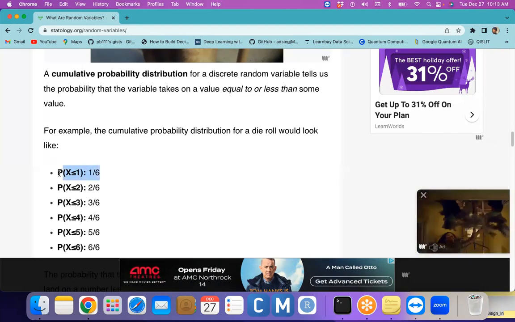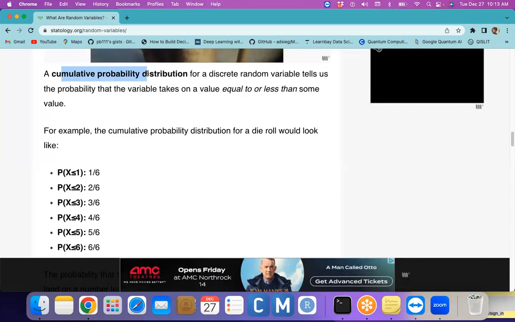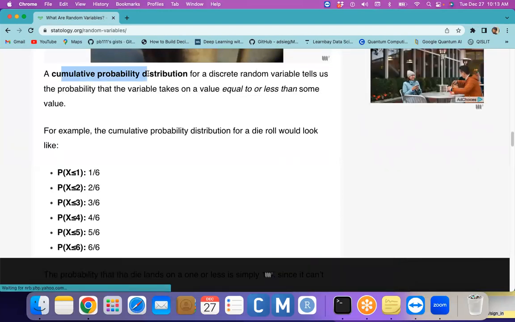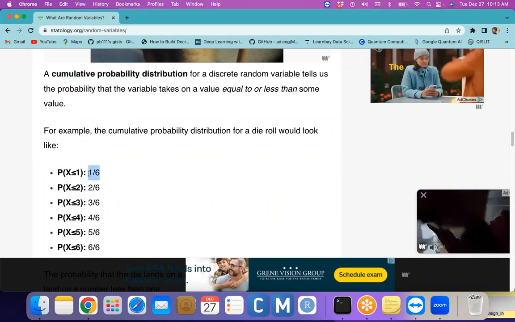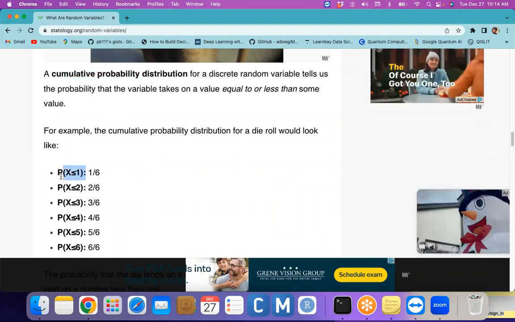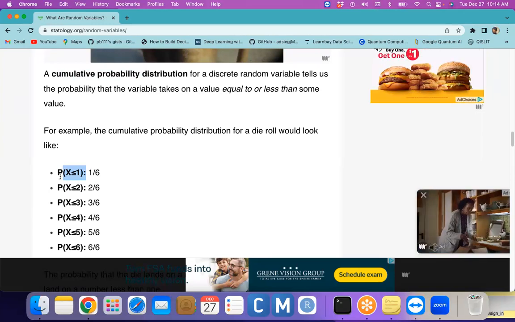So the probability of the die, you roll one particular die only one time. The probability of 1 is 1 by 6, probability of 2 is 1 by 6, probability of 3 is 1 by 6, right? But when we go for the cumulative probability distribution, each probability is the sum of the previous probabilities. Okay, so the probability of x less than or equal to 1.